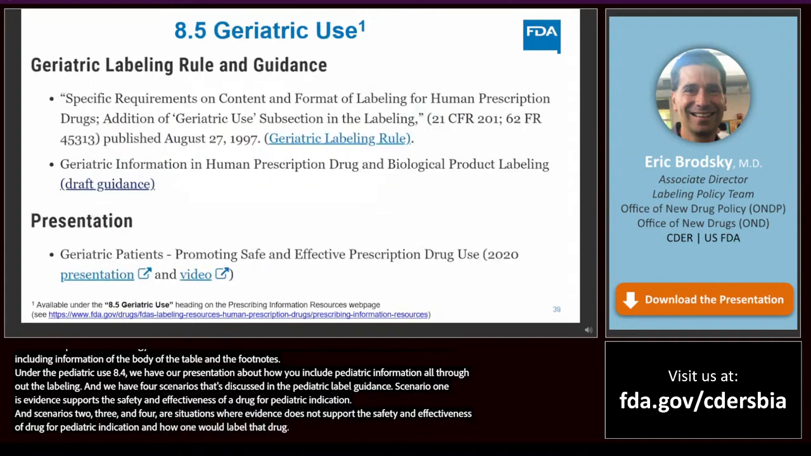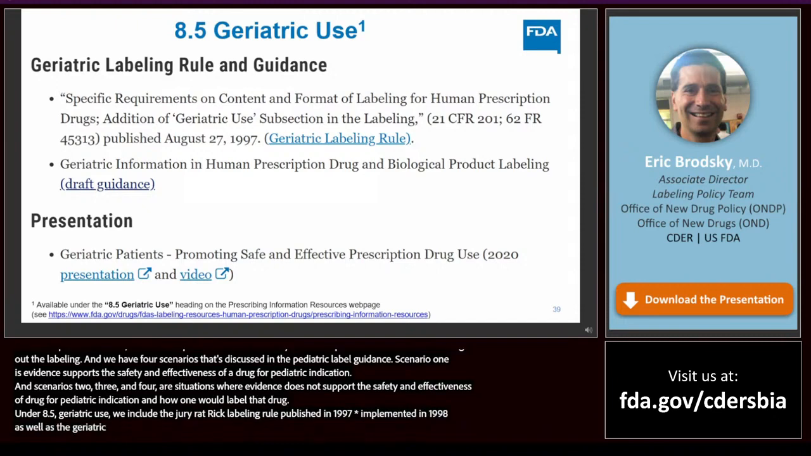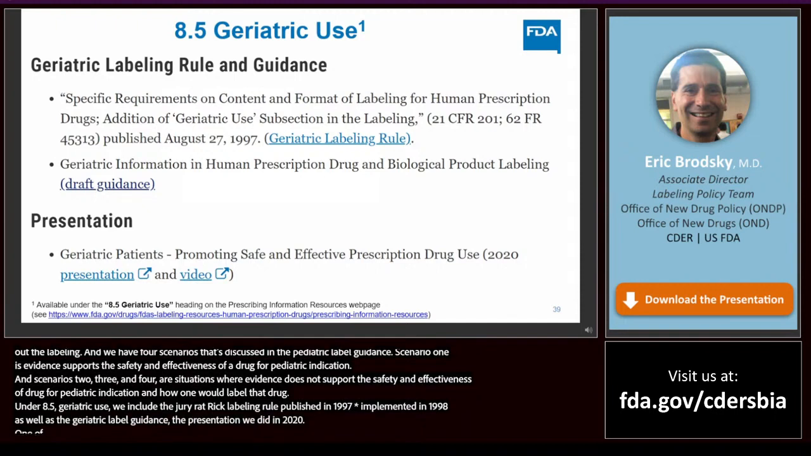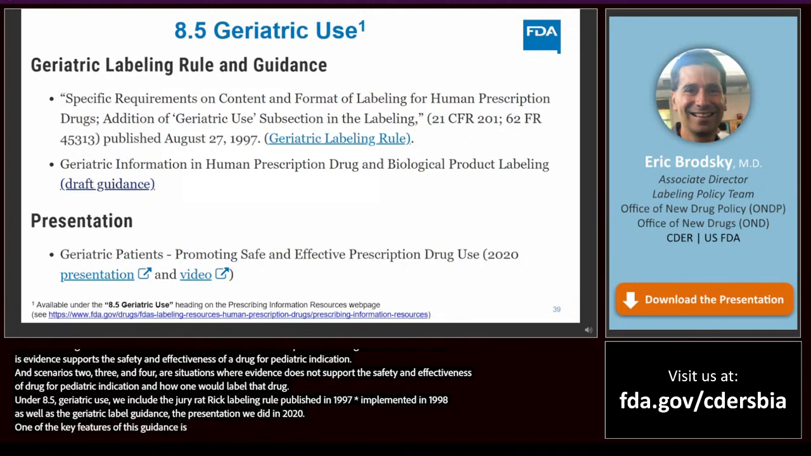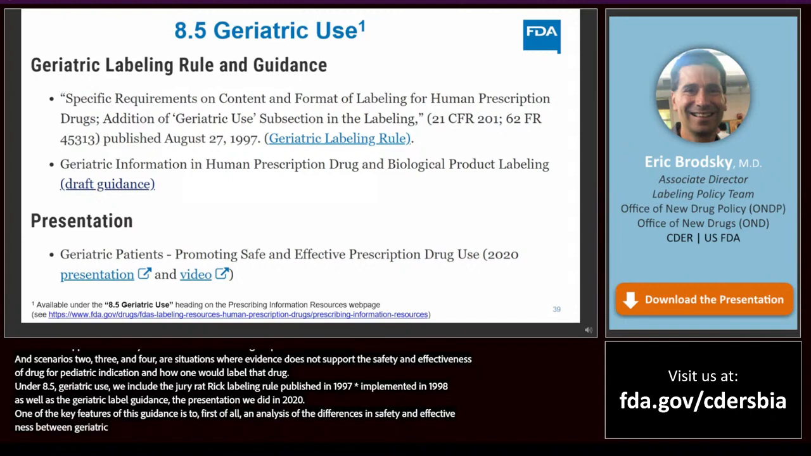Under 8.5, geriatric use, you can see we first include the geriatric labeling rule, which was published in 1997, implemented in 1998, as well as the geriatric labeling guidance, the presentation we did in 2020. One of the key features of this guidance is, first of all, an analysis of the differences in safety and effectiveness between geriatric patients and younger adult patients.